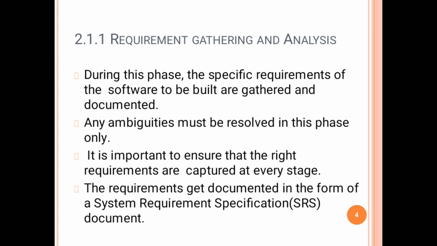First one, requirement gathering and analysis. During this phase, the specific requirements of the software to be built are gathered and documented. Any ambiguities must be resolved in this phase only. It is important to ensure that the right requirements are captured at every stage. The requirements get documented in the form of a System Requirement Specification document, that is, SRS.